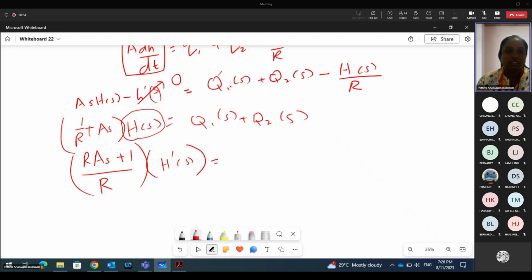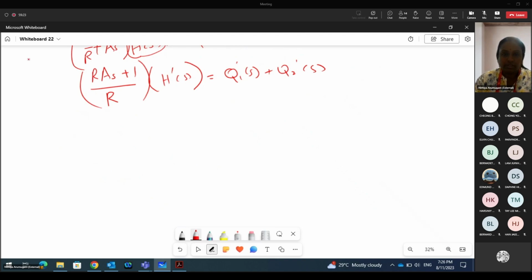Okay, equals to, all these are signs. I forgot to put. But because we are transforming from time domain to Laplace form, we'll be getting Q1 S plus Q2 S. Okay, so we can rearrange this equation in terms of H S and Q1 S. Okay, this will become R over RAS plus 1 or ARS plus 1.